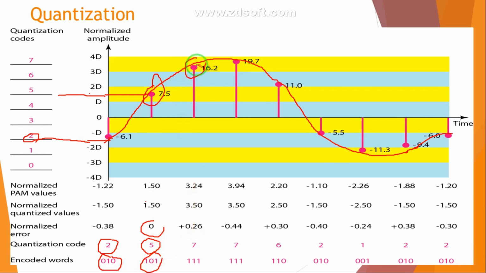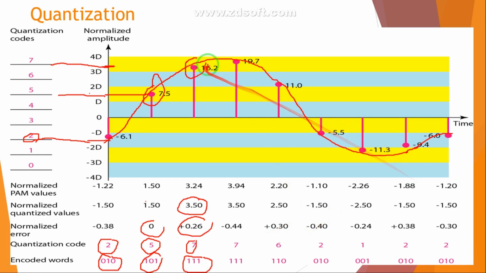Similarly, the next sample you can observe is 3.24. It is between 3 and 4. But since it is nearer to 3.5, we have assigned the normalized value 3.5 to this 3.24. So what is the difference? 3.5 minus 3.24 is a 0.26 error. And since it is nearer to the window that is 7, we have assigned the quantization code 7. And what is the binary equivalent of 7? It is 111.